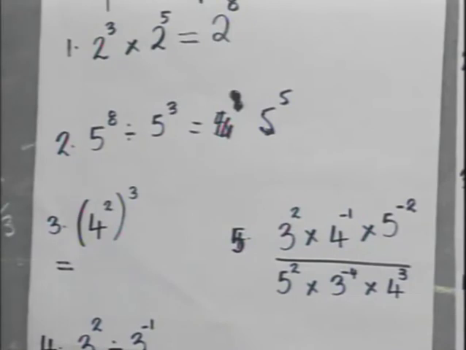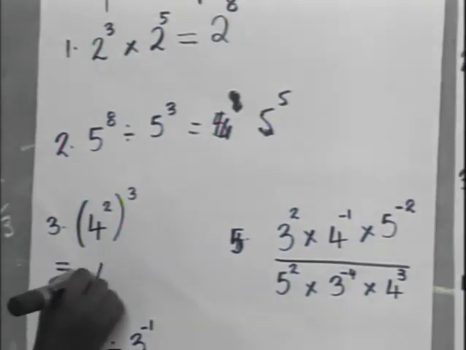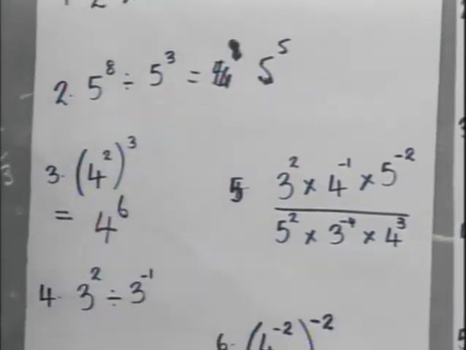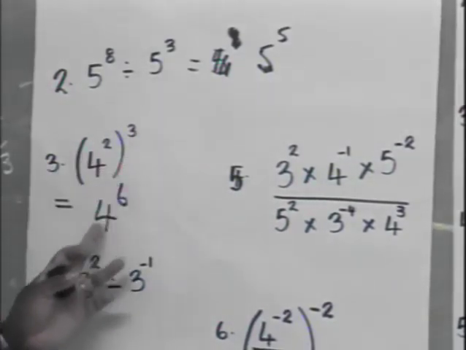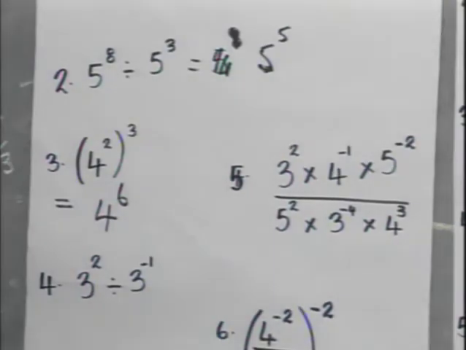4 to the power of 6. Make sure you are not saying 2 cubed. It's 2 times 3, so 4 to the power of 6. Okay, example number 4 here. 3 squared divided by 3 to the power of negative 1.